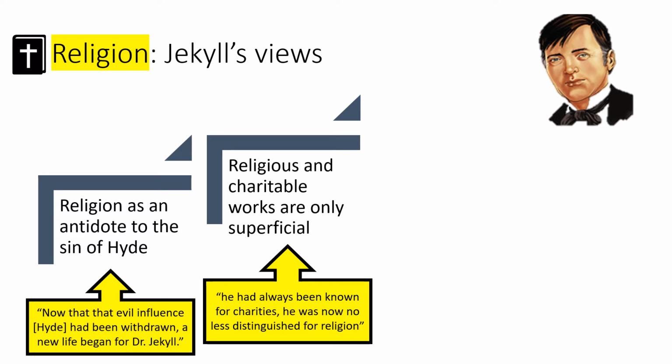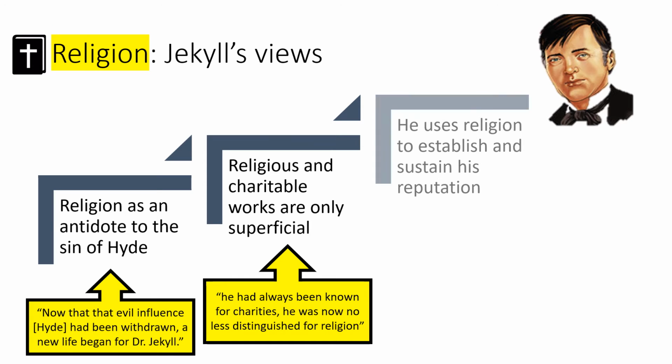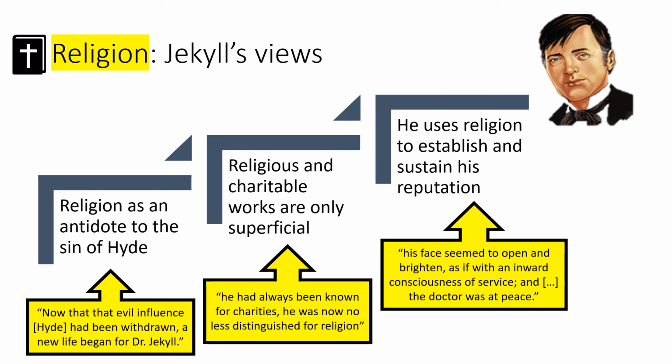This is going to link into our next theme about reputation as well. He's trying to kind of put on a brave face. He's trying to show the world his religious side now, because he thinks that it's going to be able to impact him positively. It's going to be able to wash his conscience clean about the sin that he's committed when murdering the MP.